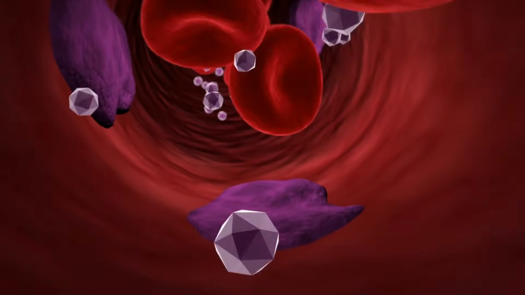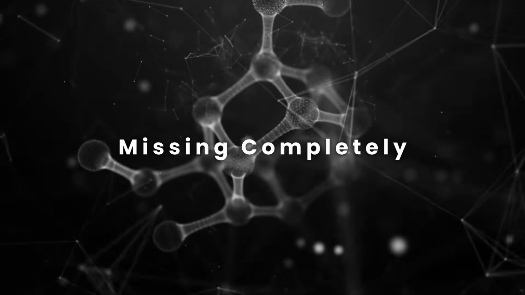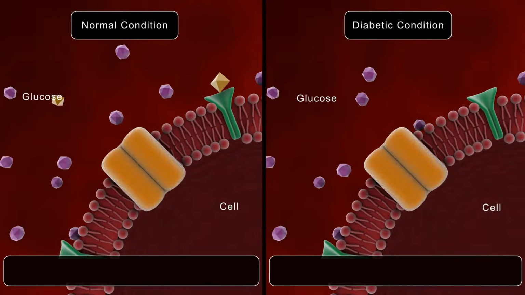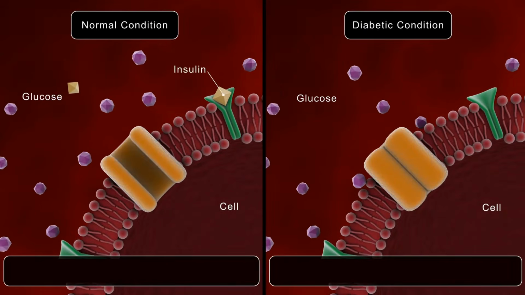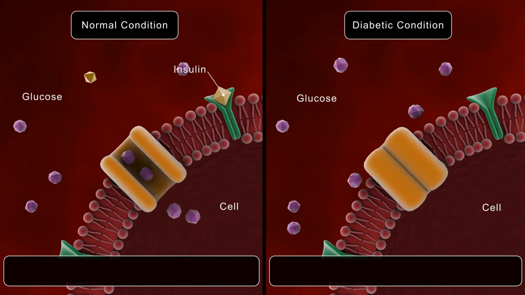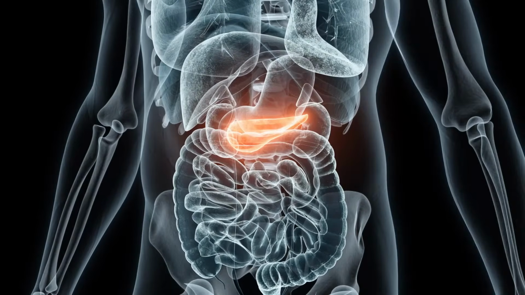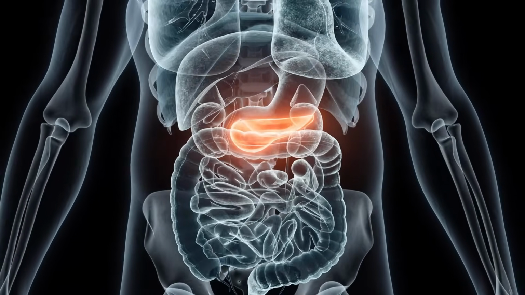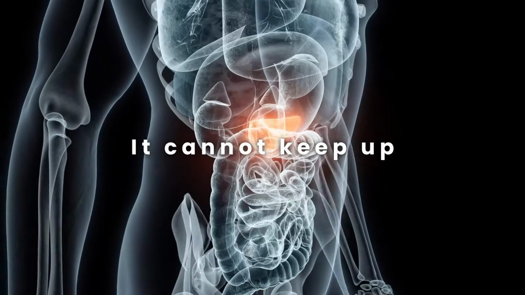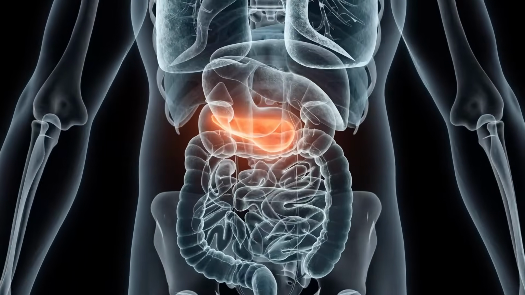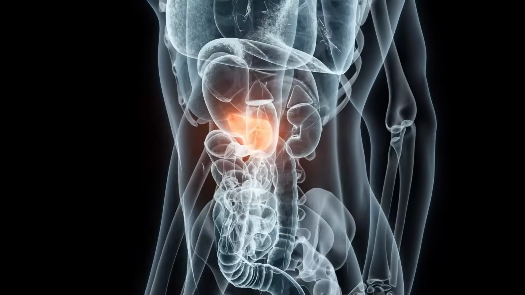In type 1 diabetes, insulin is missing completely because the immune system destroys the cells that make it. Without insulin, the sugar cannot go inside the cells at all. In type 2 diabetes, the insulin is there, but the cells don't respond to it properly. It's like the key is too weak to open the door. This makes the pancreas work harder, but after years of struggling, it cannot keep up. In both types, the result is the same. Too much sugar stays in the blood, leading to health problems.